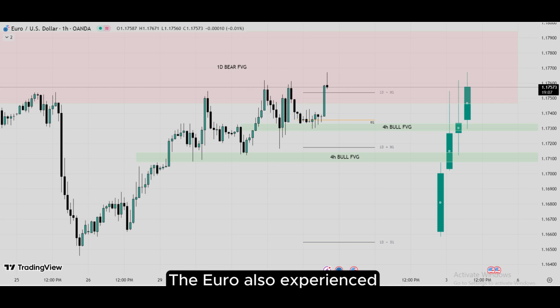Finally, let's analyze the euro against the US dollar, or EURUSD. The euro also experienced a liquidity sweep that peaked out, failing to sustain its highs. This led to a change in the state of delivery, which broke the price down below a 4-hour fair value gap. The daily candle bias is confirming this bearish sentiment.